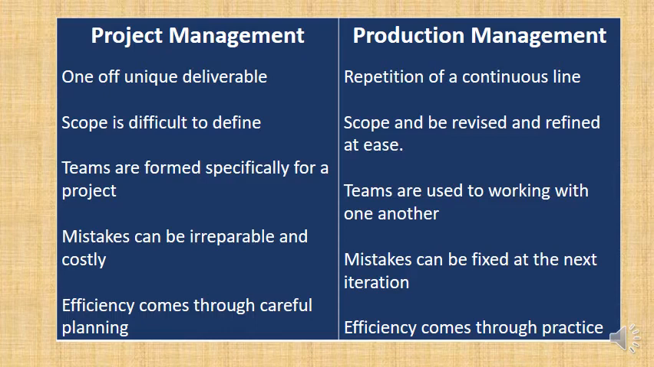It's a one-off thing. Now, the scope can be easily revised and refined at ease with production management. So you're making a brick at a brick factory. It's a continuous line, and a client comes along. He's looking at the bricks and he says, actually, can you make these bricks a little bit smaller, a little bit lighter? Could you make them a different color? And you can just alter the production with ease, and you can change the inputs. You can't do that with project management.